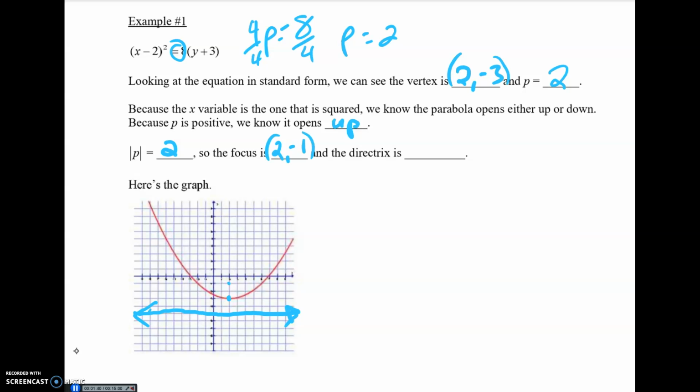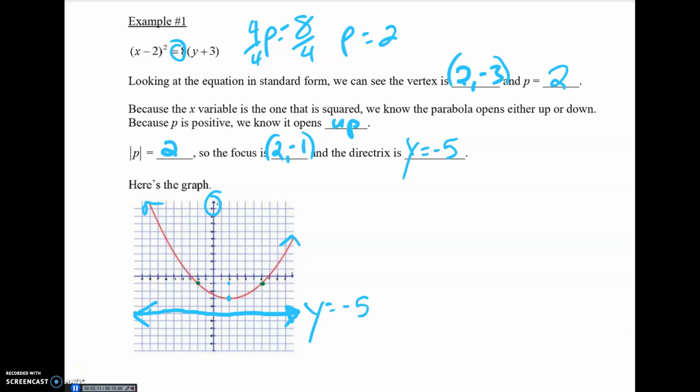Remember, we got that by finding p first, and we know that this is the parabola, and inside the parabola is the focus, and the parabola is always opening away from the line that we call the directrix. Well, it crosses the y-axis, and so y equals 1, 2, 3, 4, 5, -5. Y equals -5 is the equation of the directrix. Remember, the directrix is a line, so we need an equation for that.